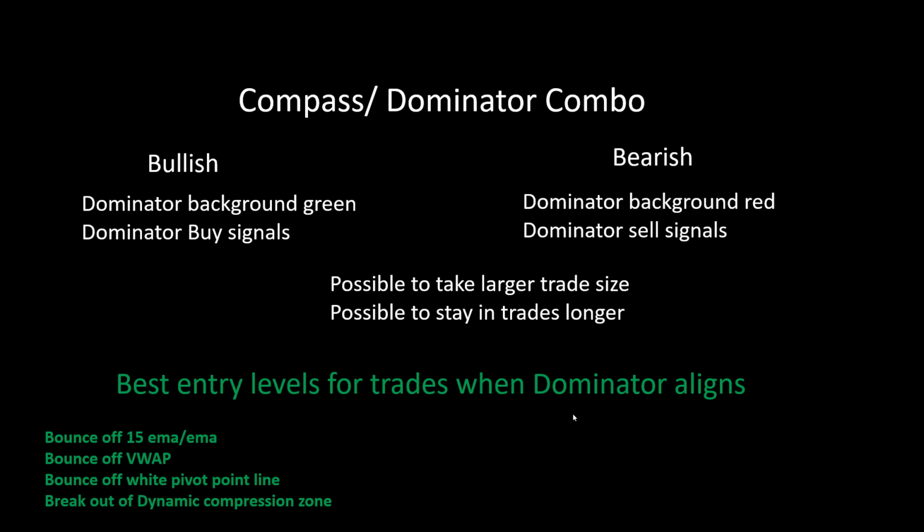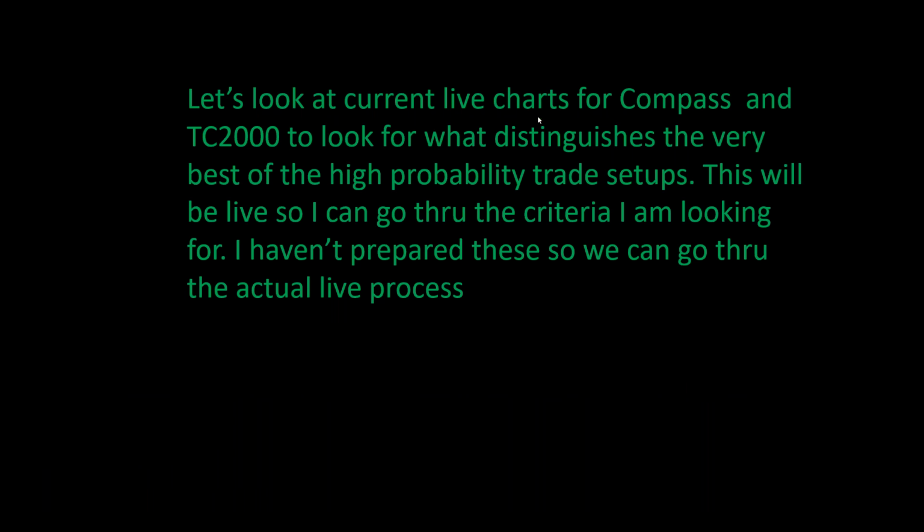And the best entries for trades when the Dominator is lined up are the same as when it isn't lined up. Bounce off the 15 EMA, bounce off the VWAP, bounce off of those white pivot lines we've got, and break out of dynamic compression zones. These are some of the key things that we look for. It's buy at support and sell at resistance. That's what that is.